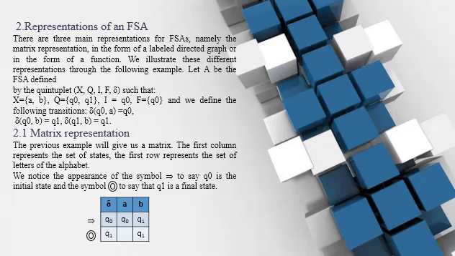The first representation is the matrix representation. The previous example will give us the following matrix where the first column represents the set of states and the first row represents the set of letters of the alphabet. We notice the appearance of the arrow symbol to say Q0 is the initial state and the symbol of the double circle to say that Q1 is a final state.